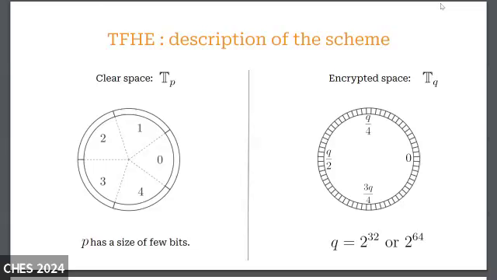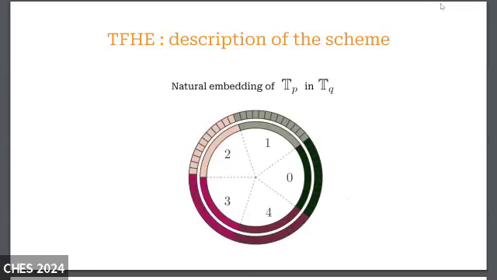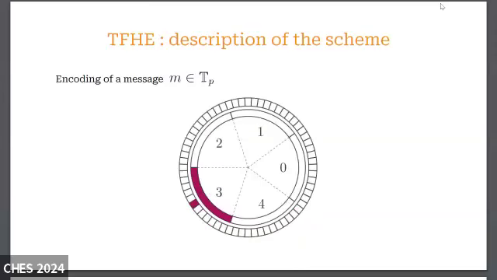And then the ciphertexts live in the encrypted space, which is a discretized torus as well, but here the discretization is much finer, something like machine precision, so 32 bits, 64 bits, and so on. How you map the clear space into the encrypted space, there's a natural way of doing it, and it's just to slice the encrypted space into P slices. And if you want to encode a message of the plaintext space, you just pick the element in the middle of the corresponding sector in the encrypted space.